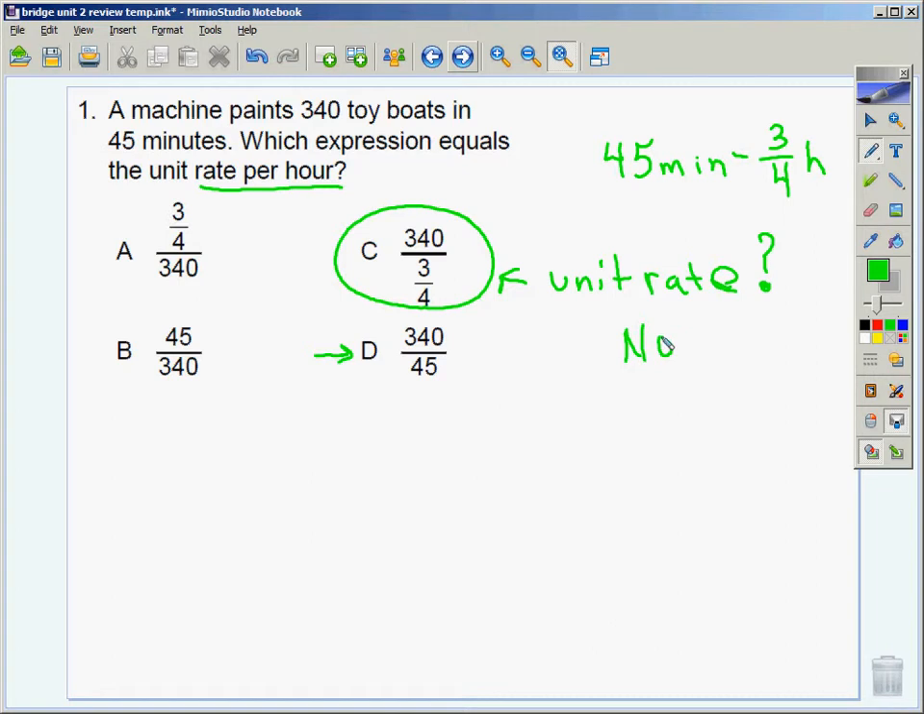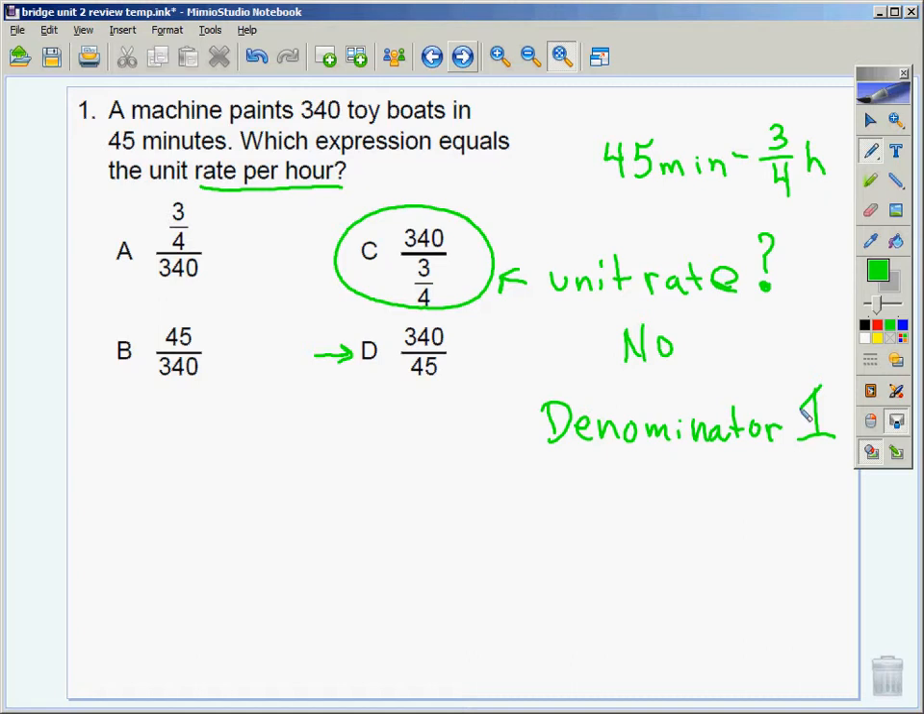It doesn't say 340 or 3/4 per hour. Nope. Marcus: because the 3/4 isn't a 1. The denominator has to be a what? 1. Go Marcus. If the denominator is not a 1, it may be equal to the unit rate, but it's not a what? Unit rate. This is equal to the unit rate.